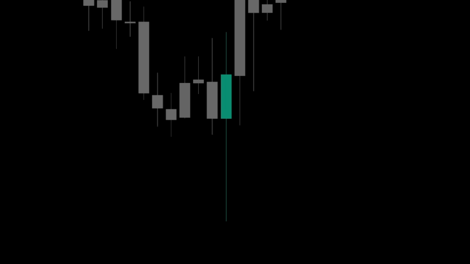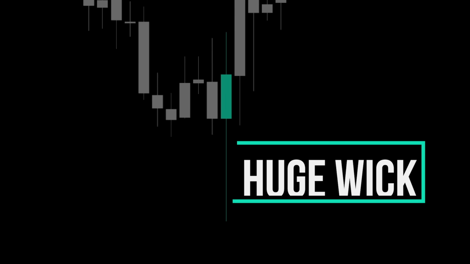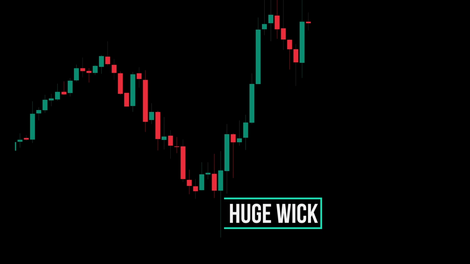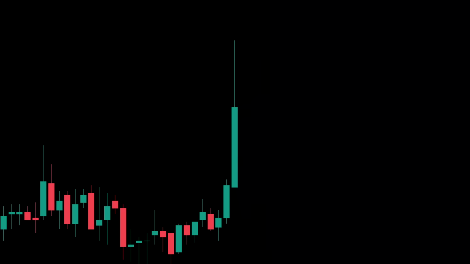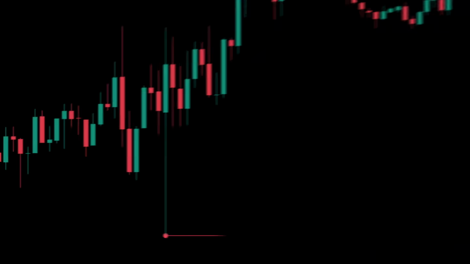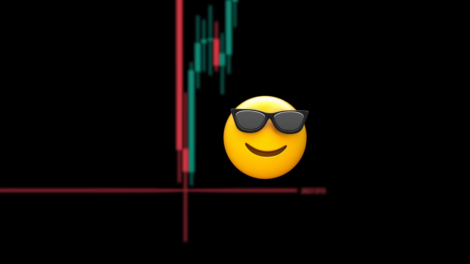Ever noticed those massive candles during major news events or volatile market moves? They often leave behind these huge wicks, like the market stretched too far and snapped right back. Those wicks aren't just noise, they're clues. And knowing how to trade them can be the difference between a win and a loss.